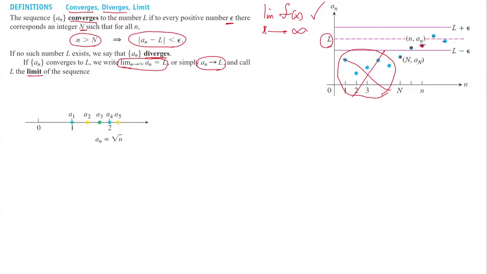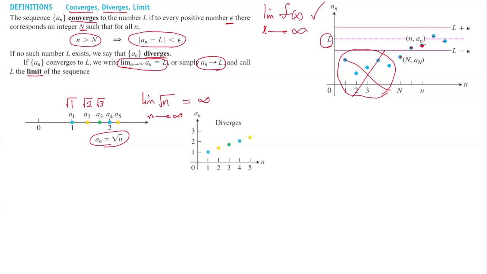Take a look at this sequence, square root of n. When n is equal to 1, you get square root of 1, which is 1. When n is equal to 2, you get square root of 2, then square root of 3, then square root of 4, and so on. So as n goes to infinity, the limit goes to infinity. So this is an example of a divergent sequence.